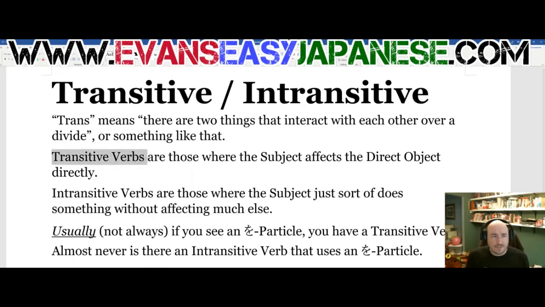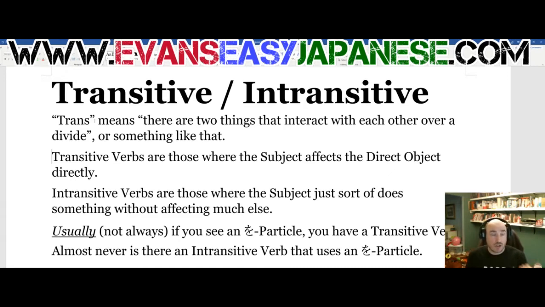Okay, so transitive verbs. Let's talk about more words that have trans in it. Transcontinental. Transcontinental is when there's two or more continents, and they interact with each other over the gap, which is most likely an ocean. Or we have a word like transatlantic. That would be the same thing, but over the Atlantic Ocean. Or how about a transaction? It's when you make a purchase or something like that, and there's two people involved, and you overcome that gap. There's the store clerk, the desk, and there's you, and you're transacting with them.